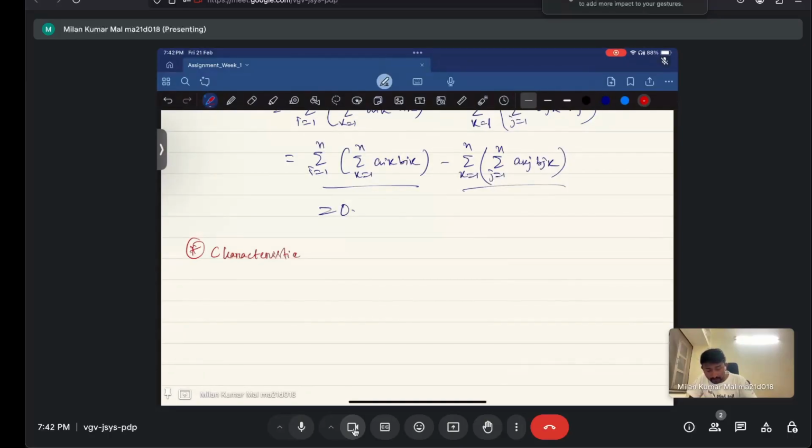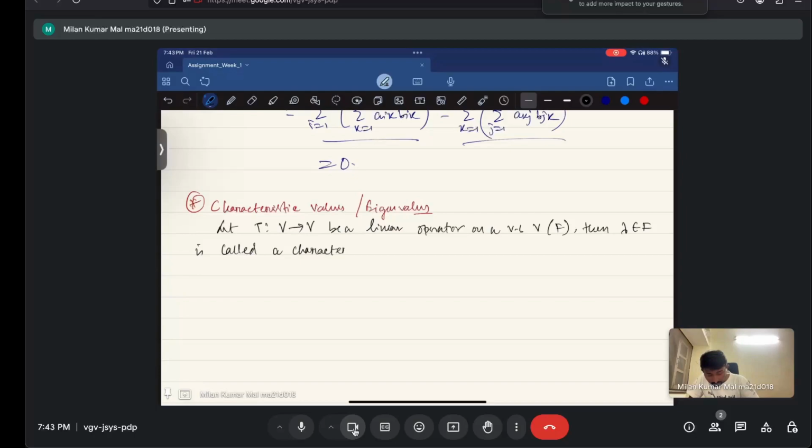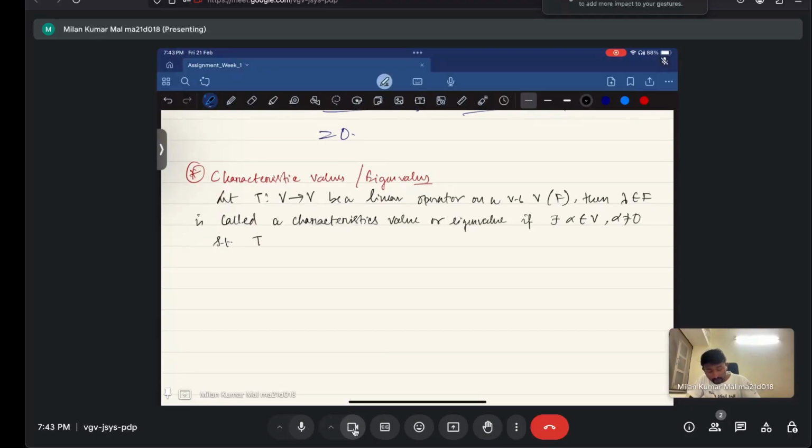Characteristic values, or eigenvalues. Let T from V to V be a linear operator on a vector space V over F. Then a scalar lambda belonging to F is called a characteristic value or eigenvalue if there exists a vector alpha belonging to V such that alpha is not equal to 0 and T of alpha is equal to lambda alpha.